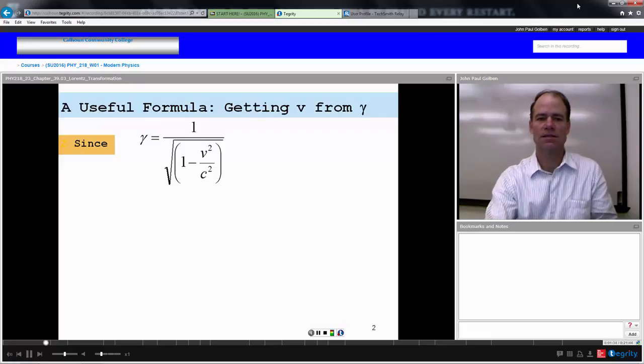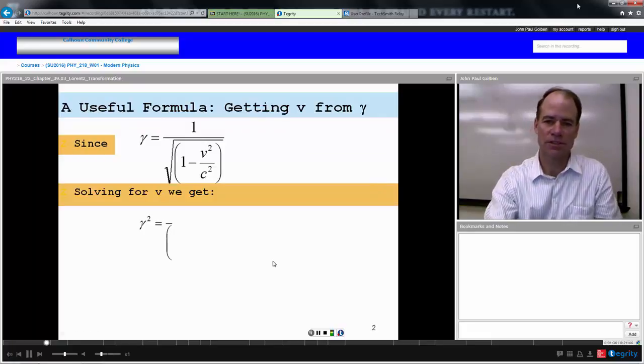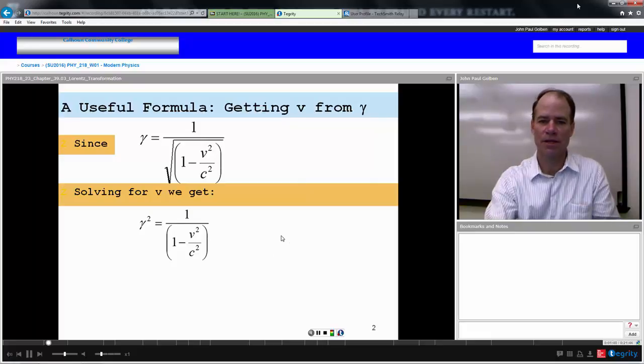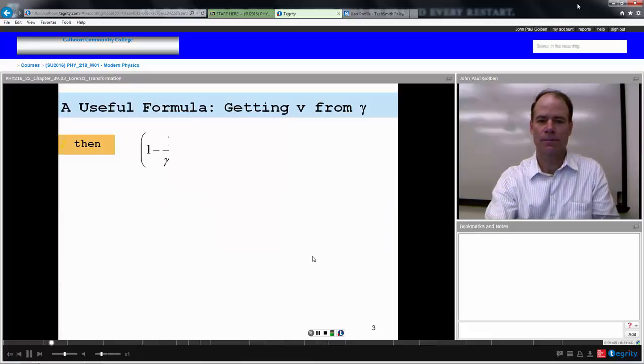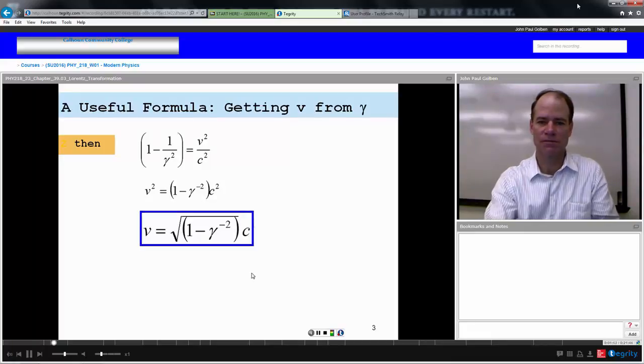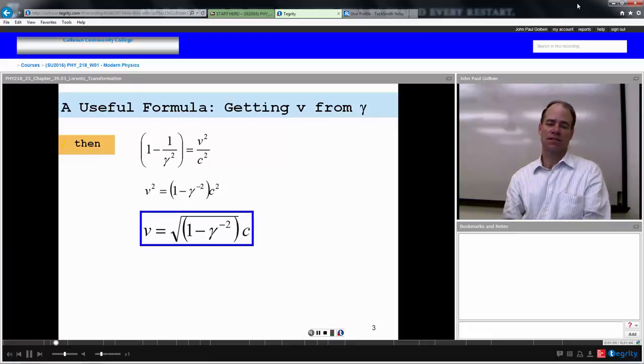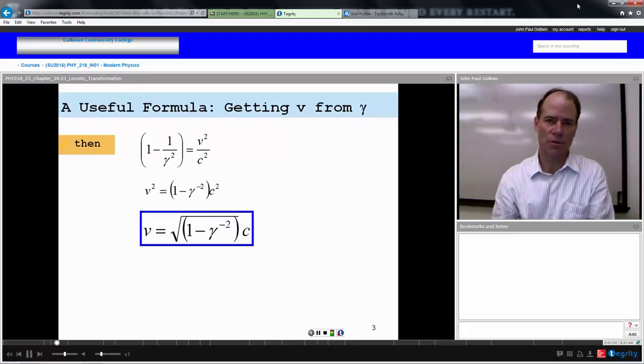And looking at this, a useful formula is to be able to get the velocity quickly from gamma. So just reverse engineering the algebra of gamma, squaring it here, and then a little bit of algebra, we have velocity squared is equal to 1 minus gamma to the negative 2 times c squared, or our relative velocity is equal to the square root of 1 minus gamma to the negative 2, times c.